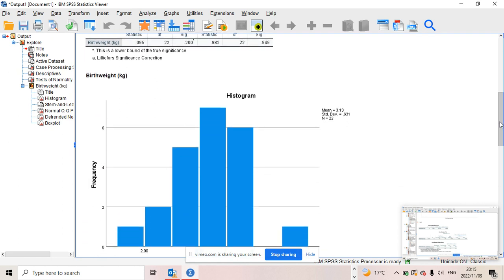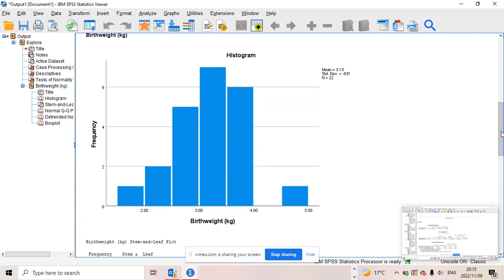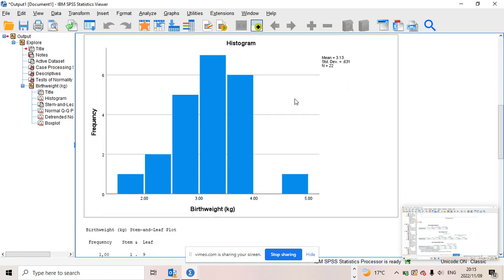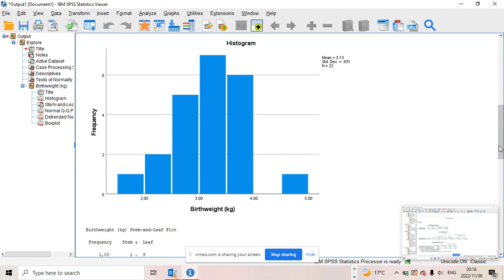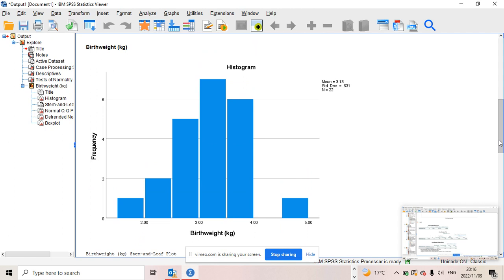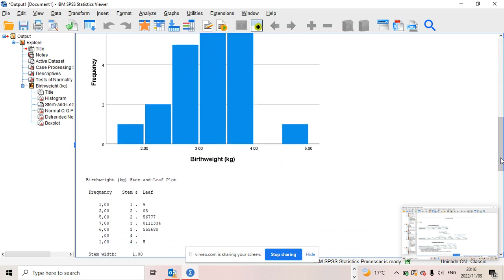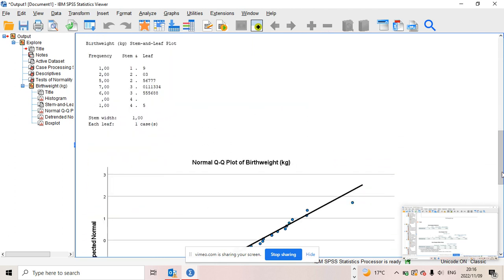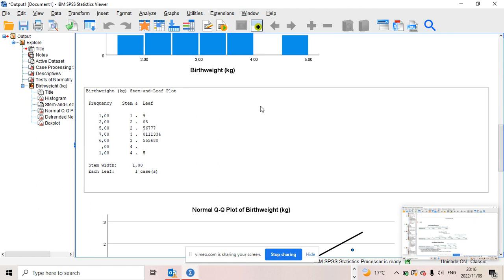So then let's look at the histogram, the way it appears. It appears to be symmetric, close to a normal distribution. Then you have the stem and leaf plot. This is the stem, then you have the leaf, right?